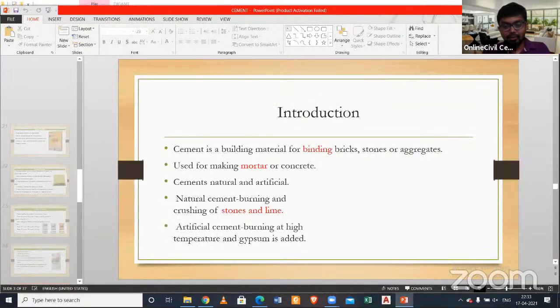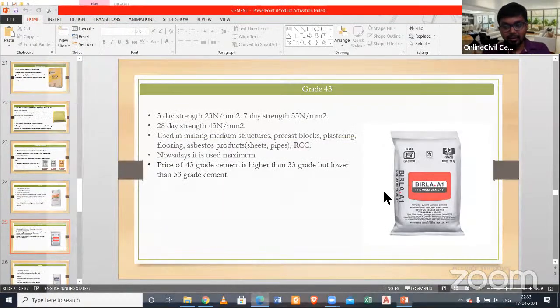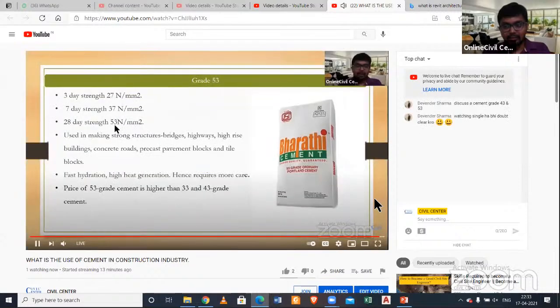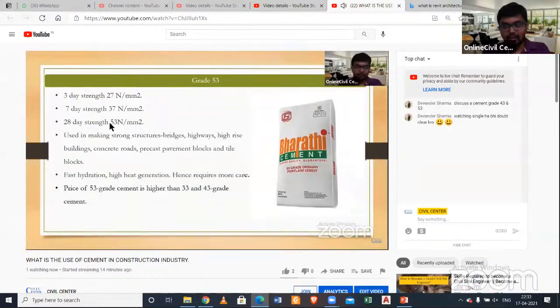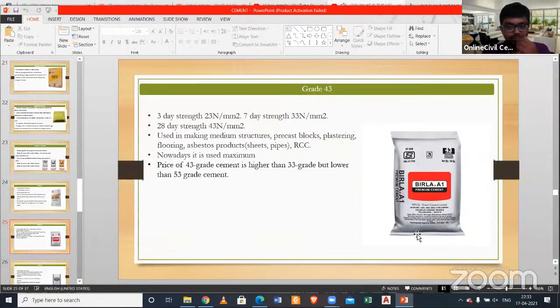So this we can do, and let's see if we have any comments here till now. Devendra is asking, discuss the cement grade 43 and 53. Yeah, cement grade 43 and 53 we'll just discuss. We have this content. Okay.